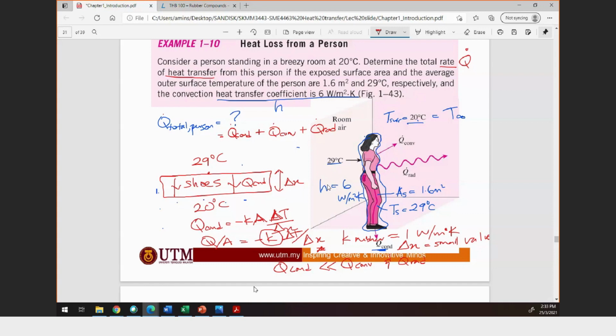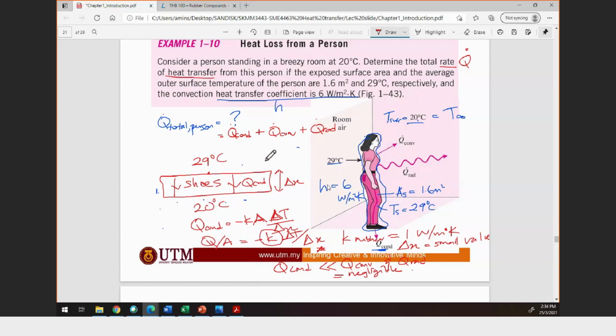So for this reason Q conduction is negligible. But if you really want to calculate it, you need to find the thickness, the temperature difference, and the K value. Then you can check. So that is for Q conduction.